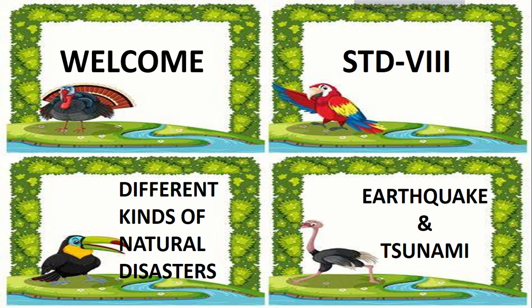Dear learners, in class 7 we have learned about some natural disasters caused due to climate change, that means cyclone, flood and drought. So in this chapter, we will learn about some more natural disasters, and we will also learn about the means of how to face them.